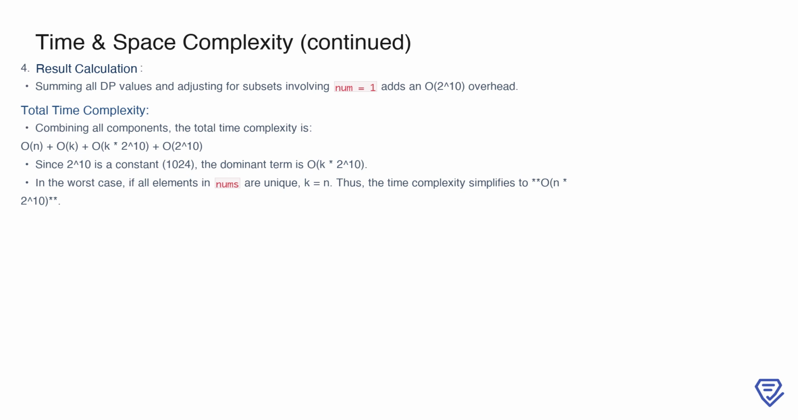As 2^10 is a constant, the dominant term is k * 2^10. In the worst case, where all elements in nums are unique, k equals n, and the time complexity simplifies to n * 2^10. This ensures that the solution scales efficiently even for larger input sizes.